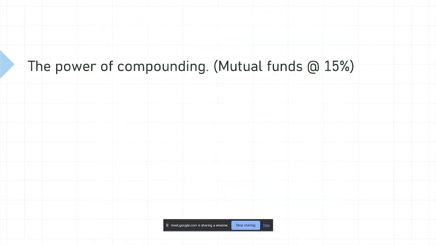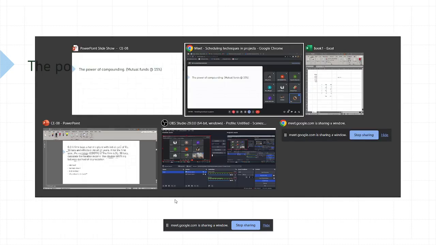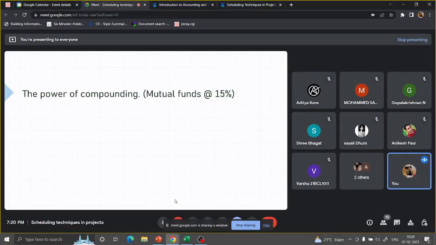So we use these values. Any questions till now? Because now we will be going into one activity. I mean, the questions will be in what you give me. We have discussed the context. Now we learnt about time value of money. So we'll see the power of compounding in terms of mutual funds.